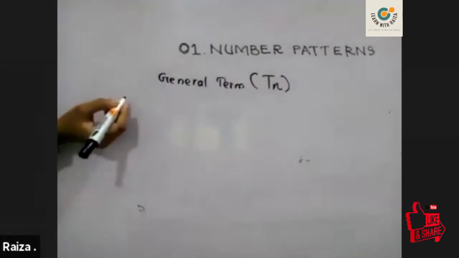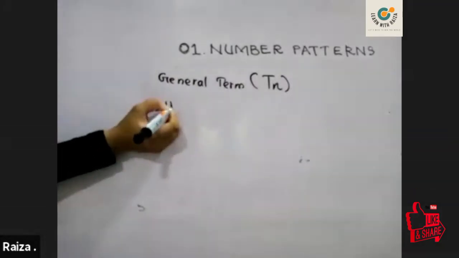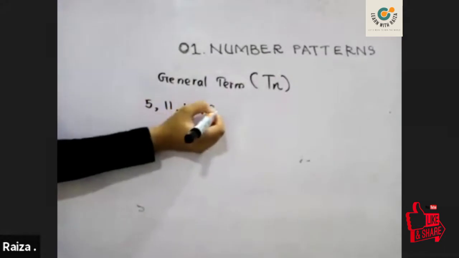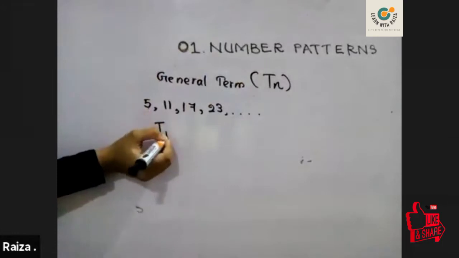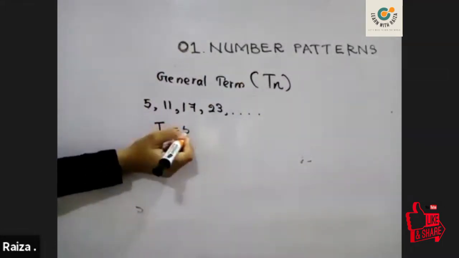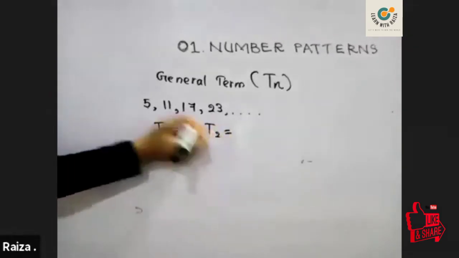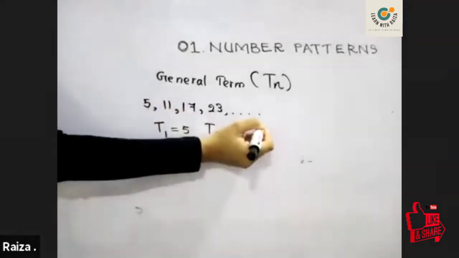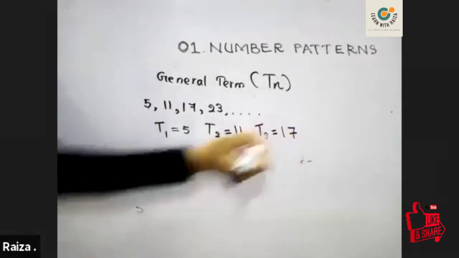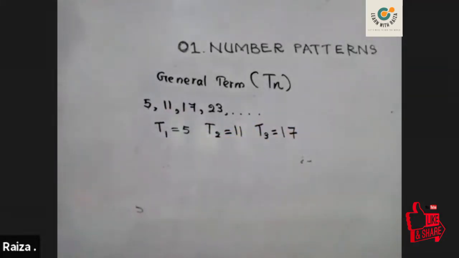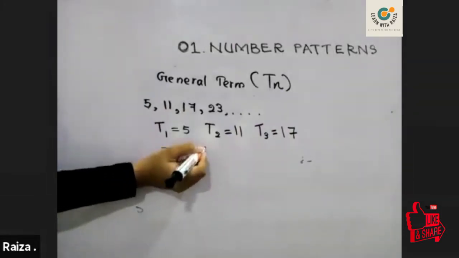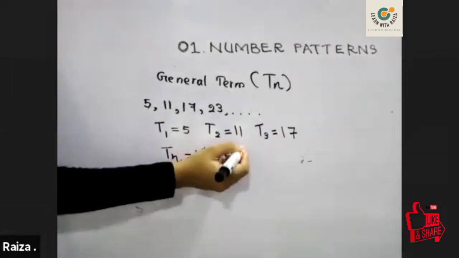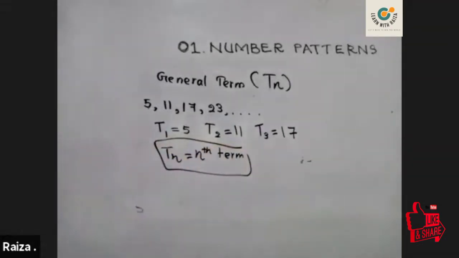For example, let me consider a number pattern 5, 11, 17, 23, and some other numbers. The first term here is T1, 5. The second term here is T2, 11. The third term here is T3, 17. So these are called the terms of the number pattern. General term means the common term that we call the nth term, Tn. Tn is the nth term. So this is the general term.